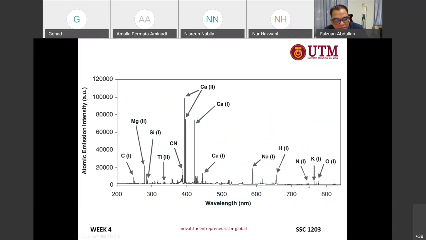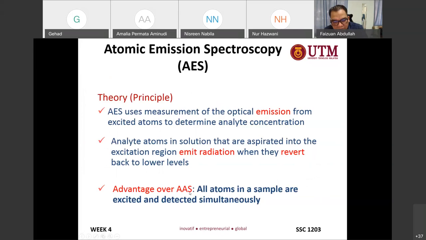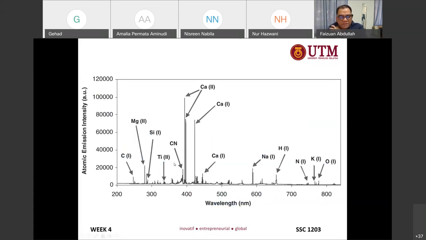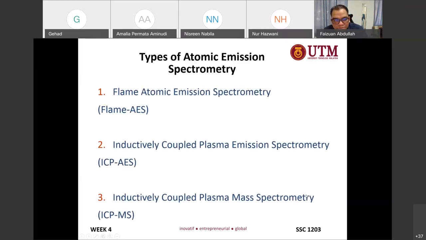Here we have the atomic emission intensity. Sorry, this is not AAS, this is AES. Please make the correction. This is the wavelength for each of the metals to emit the spectrum with different wavelength.